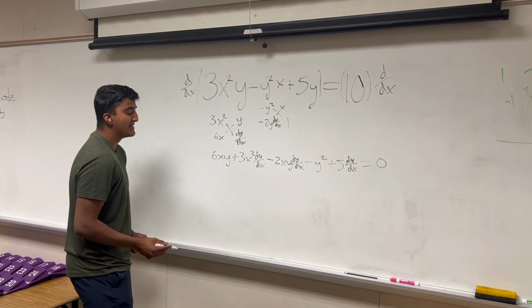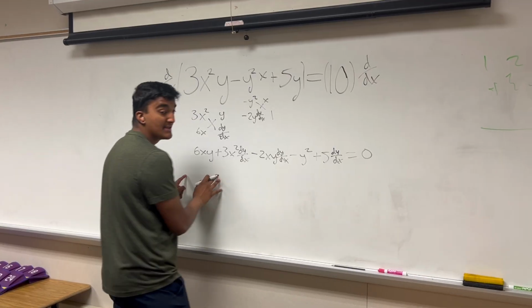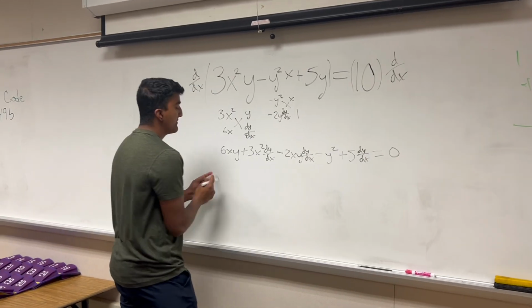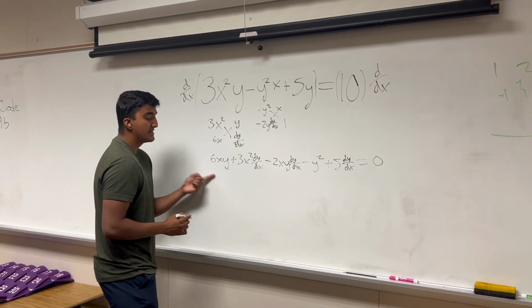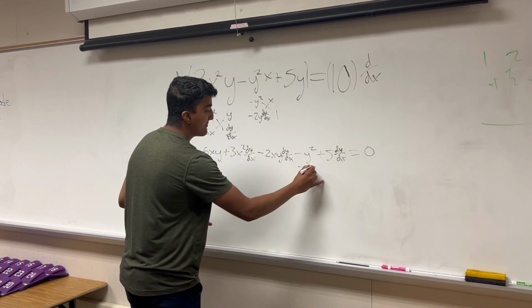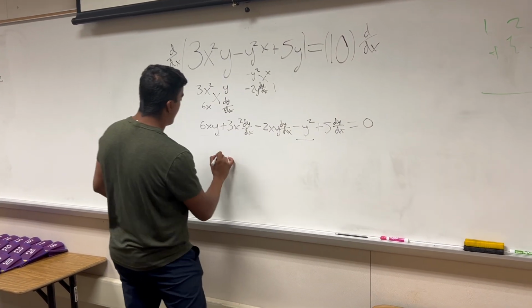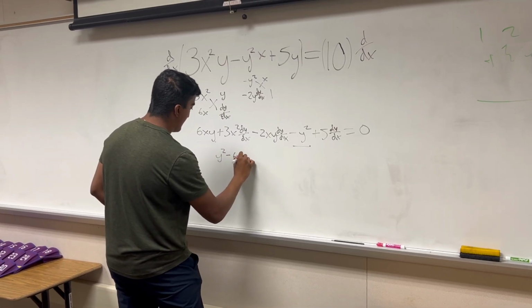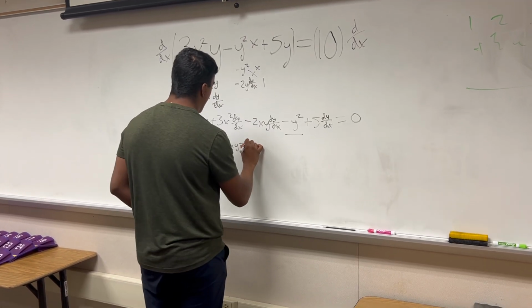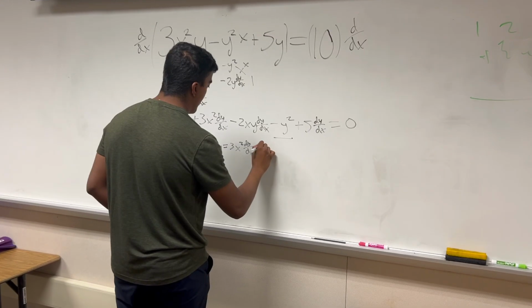And now we want to isolate dy dx and put everything that isn't dy dx on one side. So first, let's handle this. This is the only thing that isn't with the dy dx. And the negative y squared. Thank you for pointing that out. And we're going to move that all to one side. So we're going to get y squared minus 6xy equals 3x squared dy dx times 2xy.